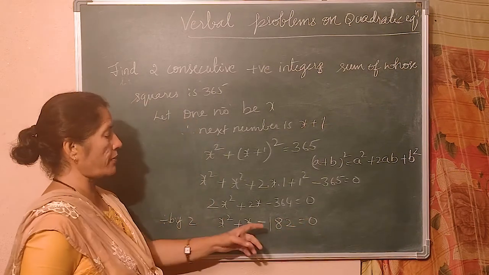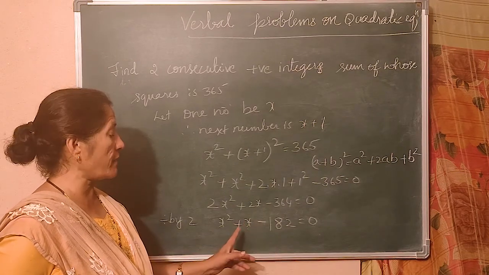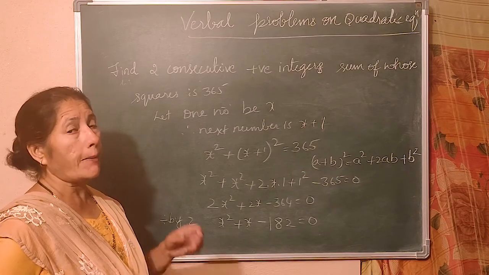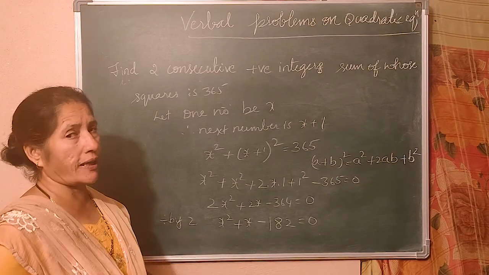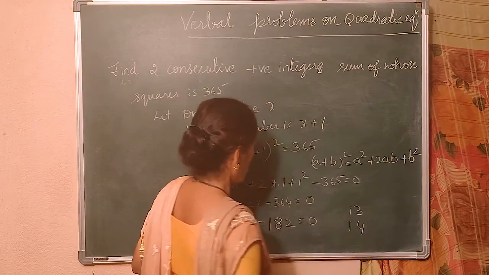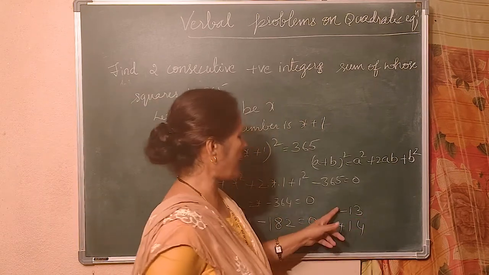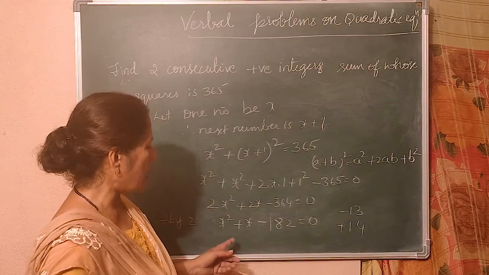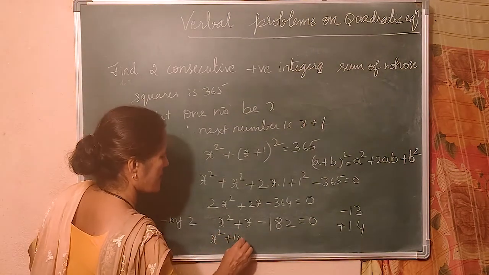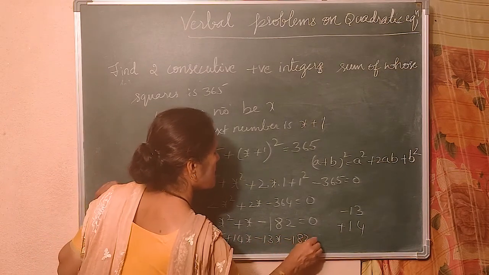Again the product has to be minus 182 and the sum has to be plus 1. So the factors are 13 and 14, but one is plus and one is minus. I want plus 1, so plus 14 minus 13. Plus into minus is minus, right? So what do I write down? x square plus 14x minus 13x minus 182 is equal to 0.